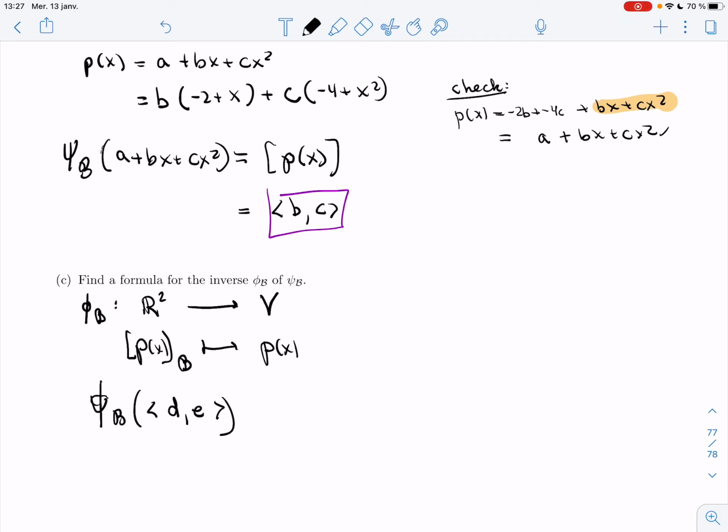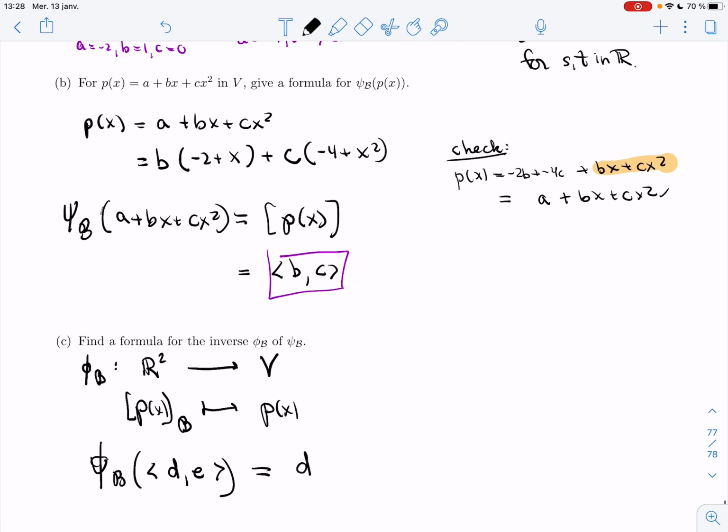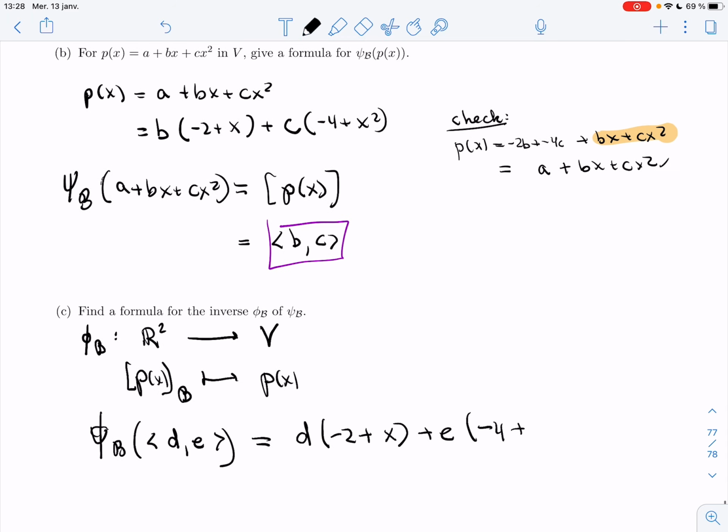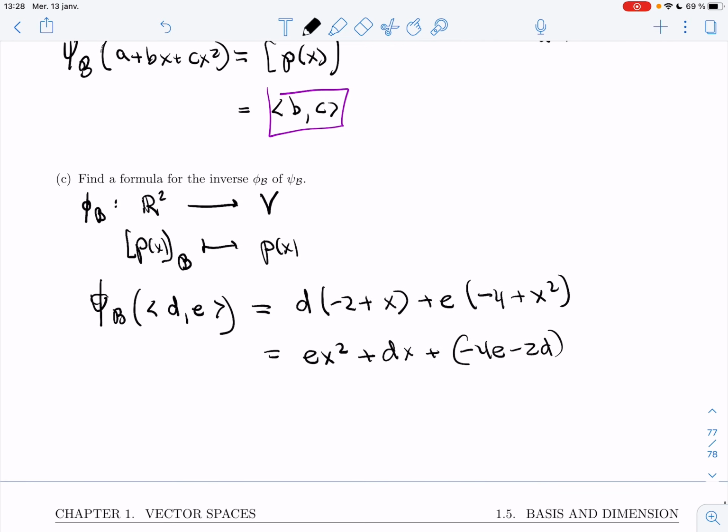If I have a vector of two components, then it's going to be d times my first basis vector plus e times my second basis vector. So this map is actually easier to get because all you have to do is take the components of the domain and multiply them by your basis vectors, and what you get, you get. And so here we would get ex squared plus dx, and then the constant is minus 4e minus 2d. All right, that's the map.